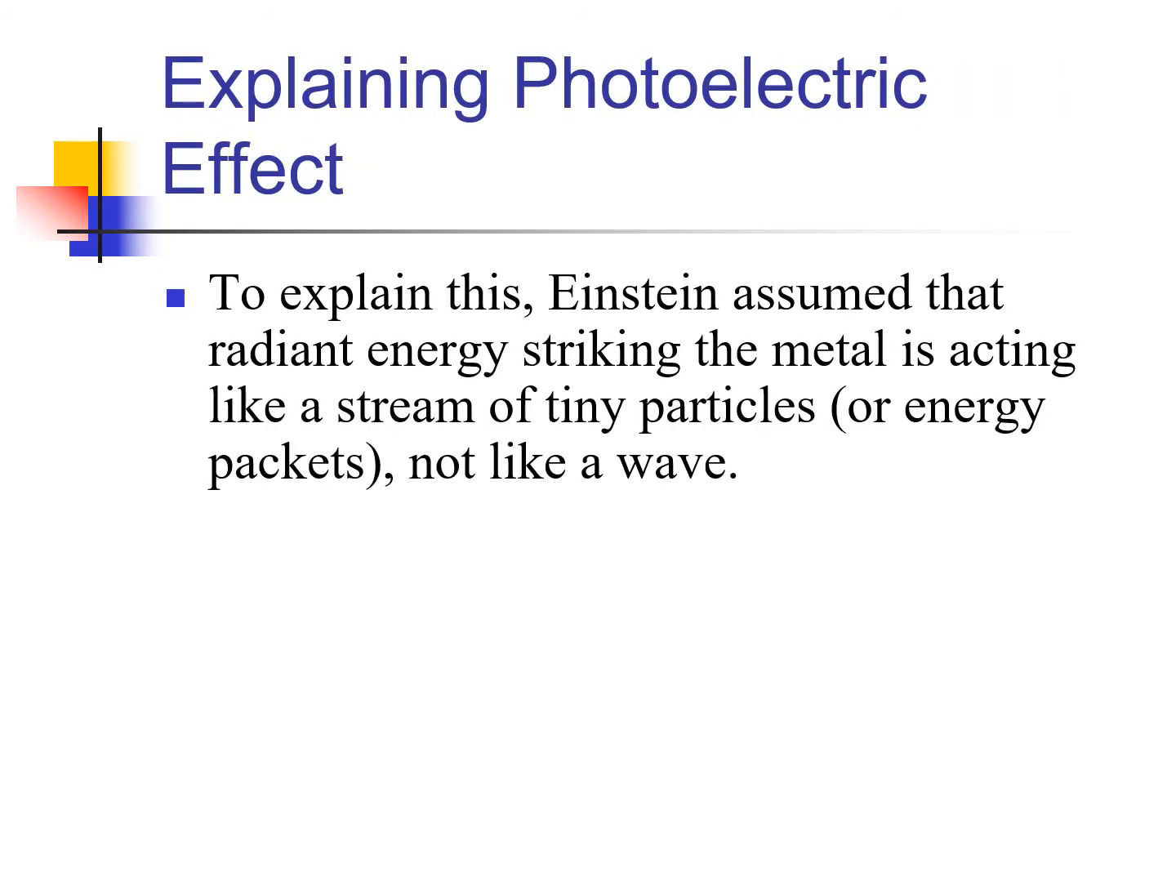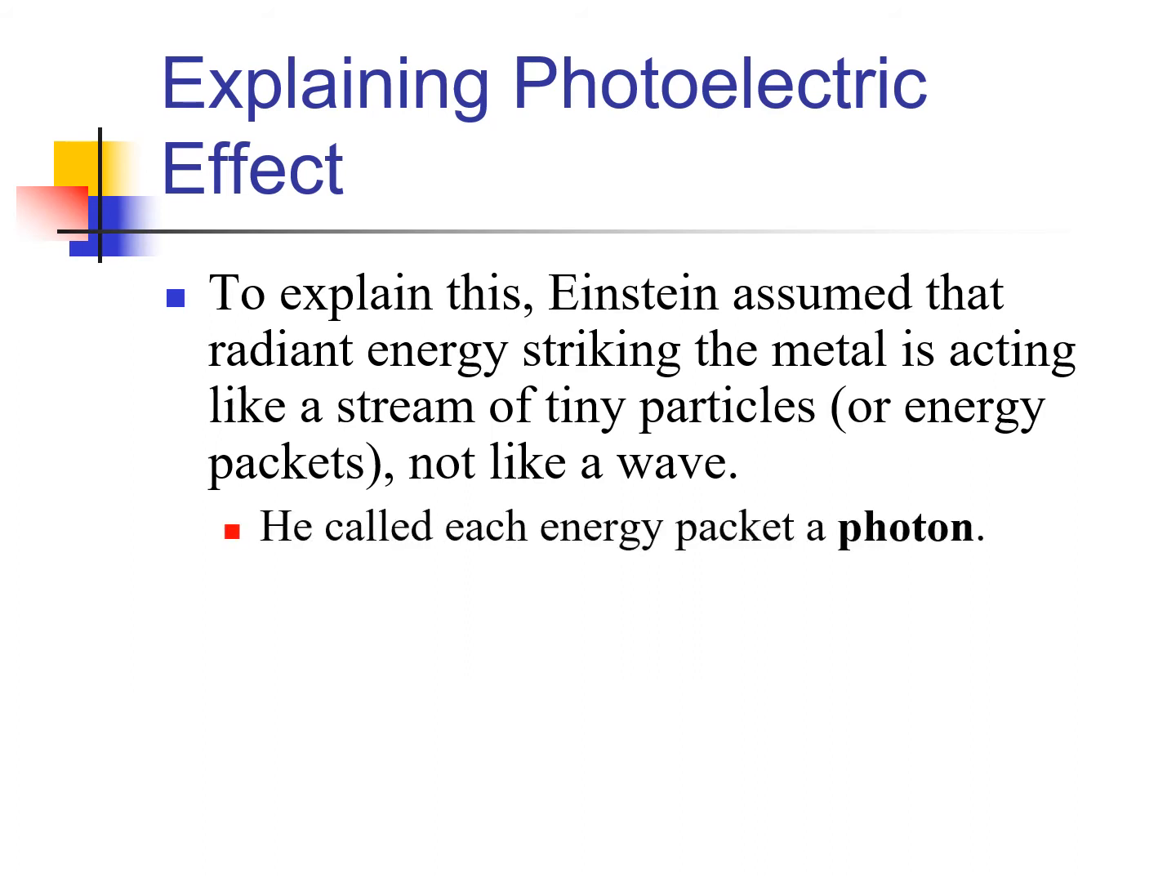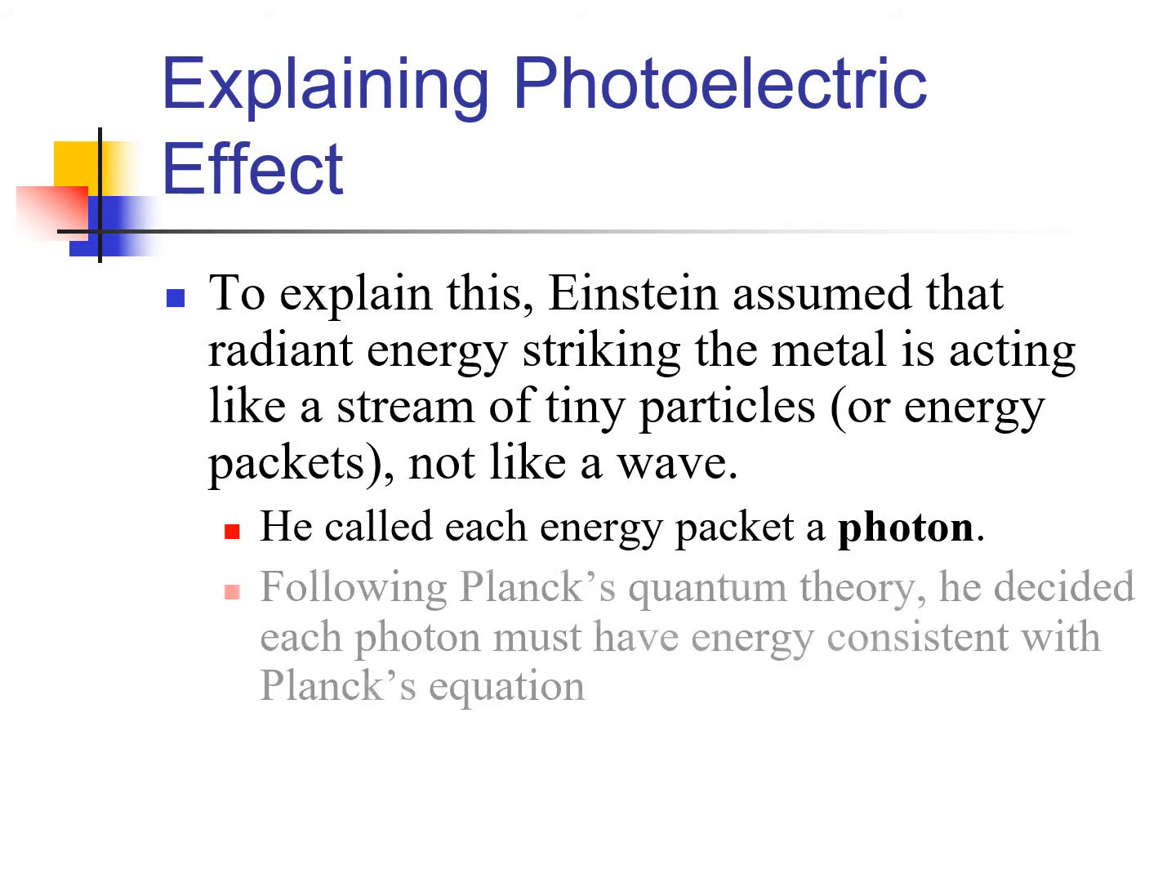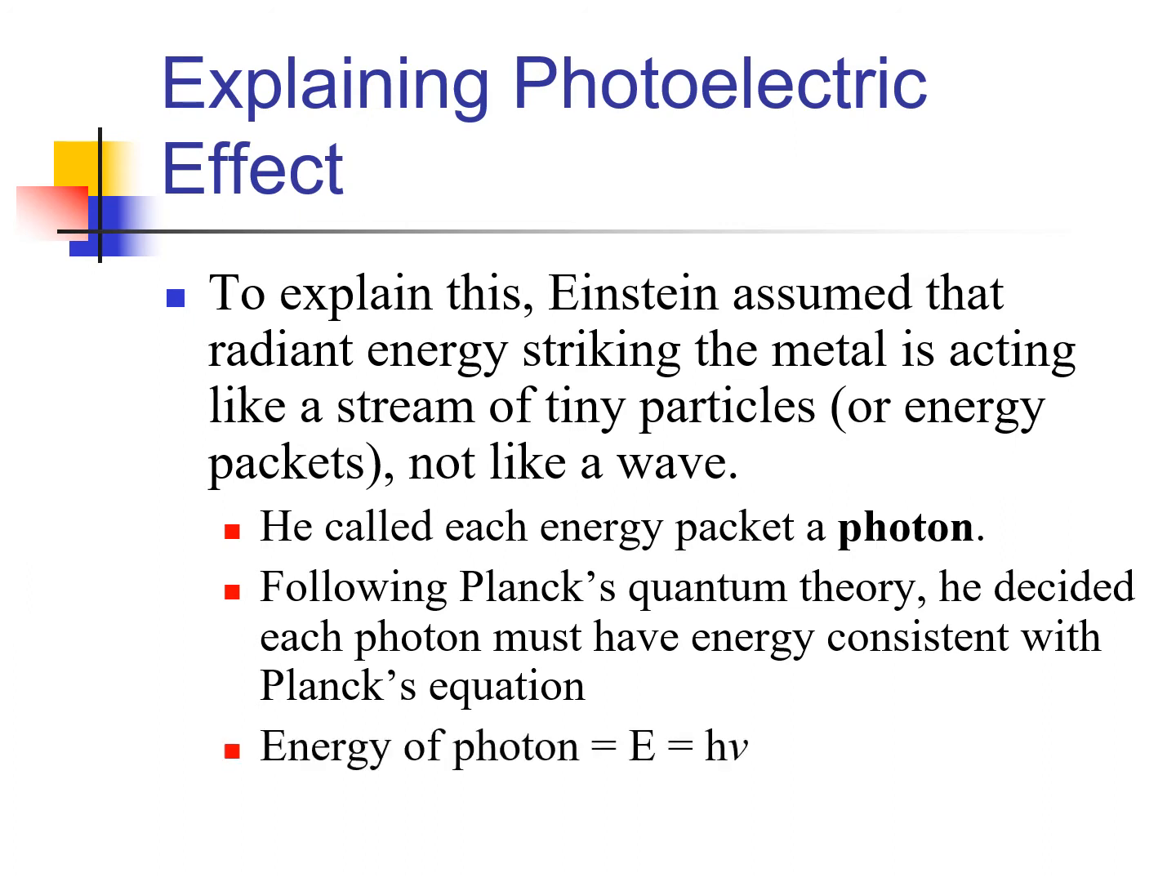So to explain this, Einstein assumed that radiant energy, aka light, striking the metal is acting like a tiny stream of particles or energy packets and not like a wave. And he called each of those energy packets a photon. Now, following Planck's quantum theory, he decided that each photon must have an energy consistent with Planck's equation, so the energy of a photon would be E equals h nu.